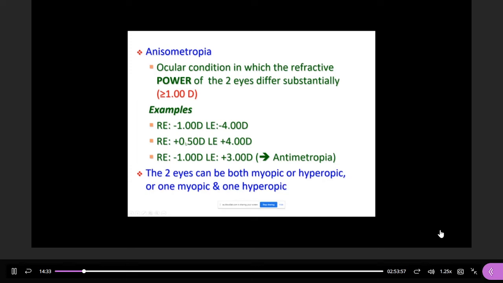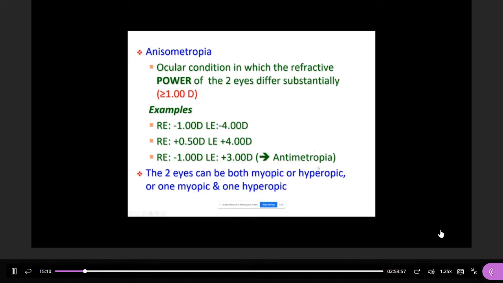Another case, if they are both positive, right eye is 0.5, left eye is 4. So what's the difference? 3.5. So above 1.0 diopter, so this is also anisometropia. Some patients have one eye minus, like this patient, right eye is -1, left eye is plus. This is above 4, so it is also above 1. So they are also anisometropia.